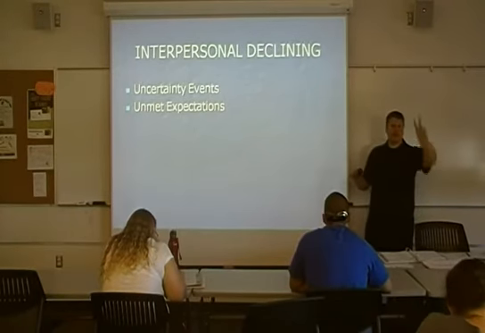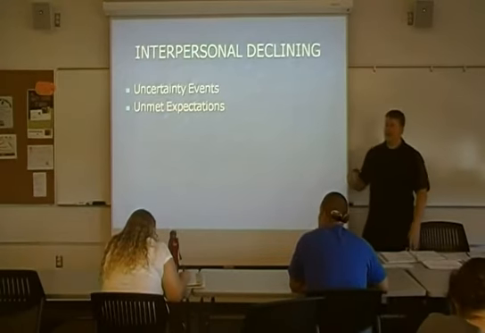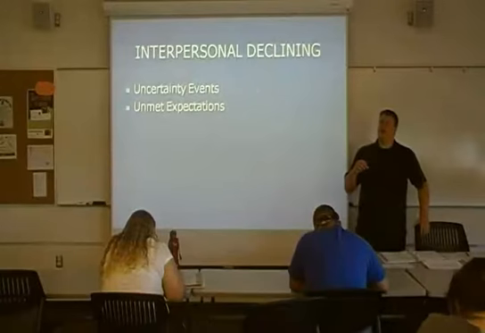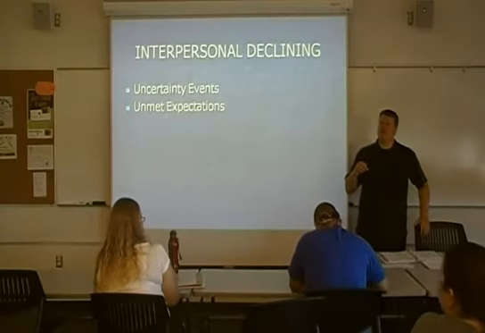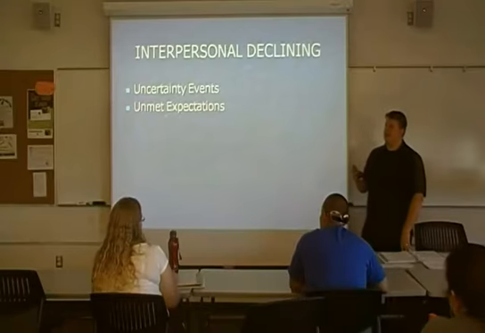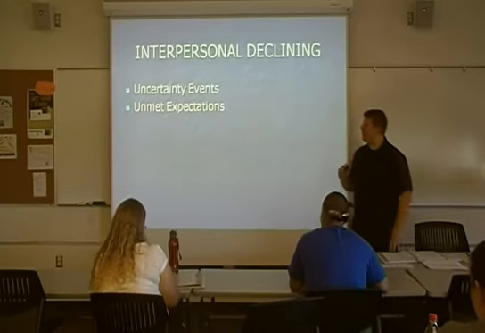Does anybody have their book open? They can tell me what that number 2 is. You got declining, it's on page 186. Okay. Declining stage, you got the uncertainty events. Yeah. And you got interference. Good. And unmet expectations. And that should be it, I hope. And then you got relationship repair. Okay, good. We'll go to that in a second.